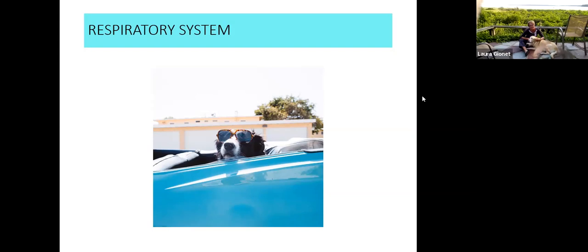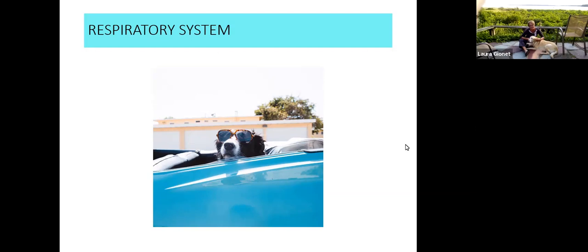Okay, so this is the respiratory system, and we are going to break this up into two lectures, mostly the anatomy in the first part and then the physiology in the next, because it is a little lengthy.